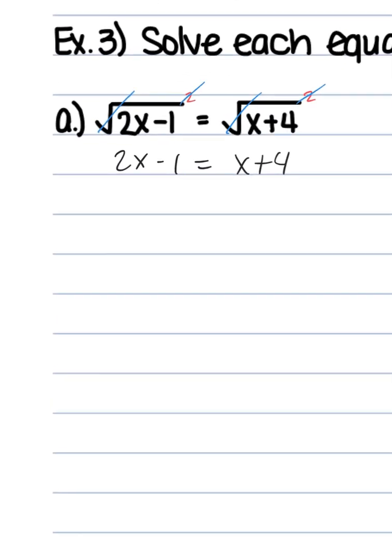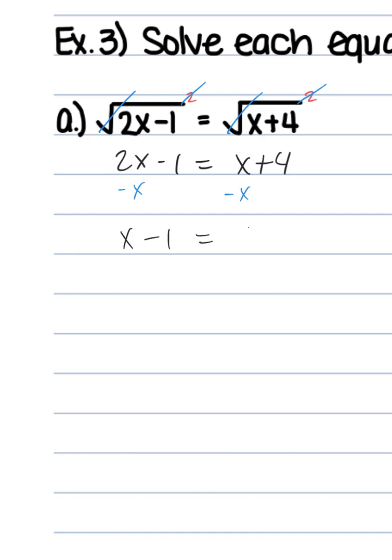This is one of those linear equations that we've solved millions of. You just subtract x from both sides. 2x minus x is going to give me 1x minus 1 equals positive 4 on the right. And then you just add 1 to both sides, and we've got x equals 5.